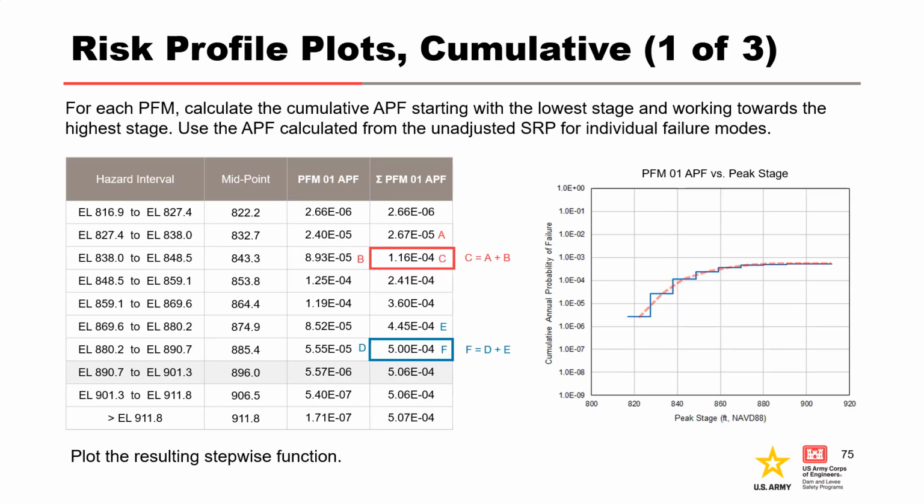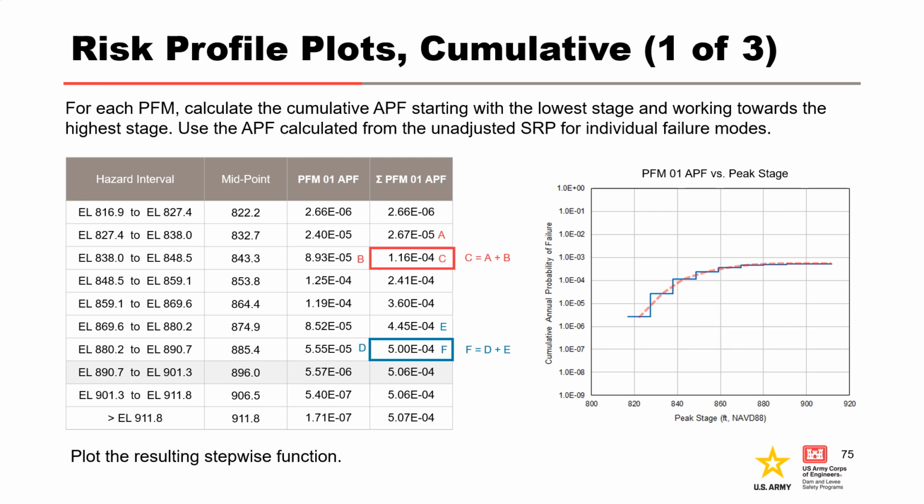For risk profile or cumulative plots, we will calculate the cumulative APF starting with the lowest hazard interval and working up towards the highest peak stage. When we finish, the APF at the last stage should be equal to the total APF of the potential failure mode. The results are plotted stepwise.